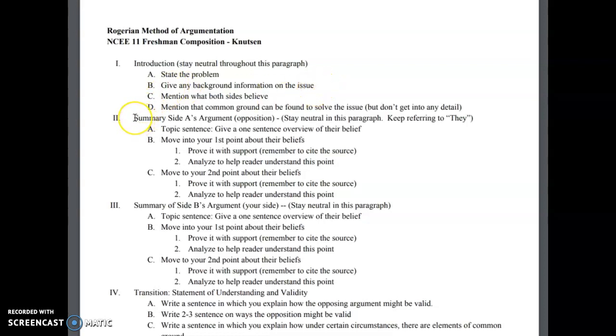The next paragraph you're going to be outlining is the summary of side A's argument, the opposition's argument. Start with the opposition. You're going to stay neutral.